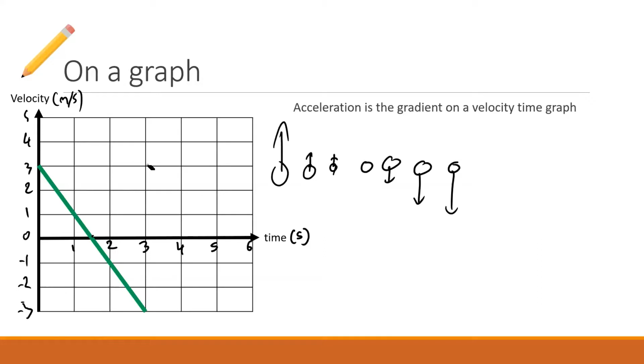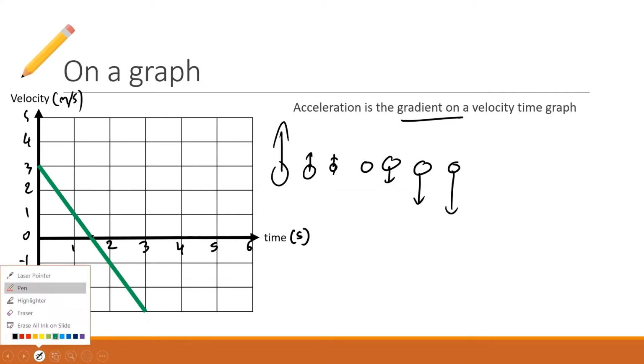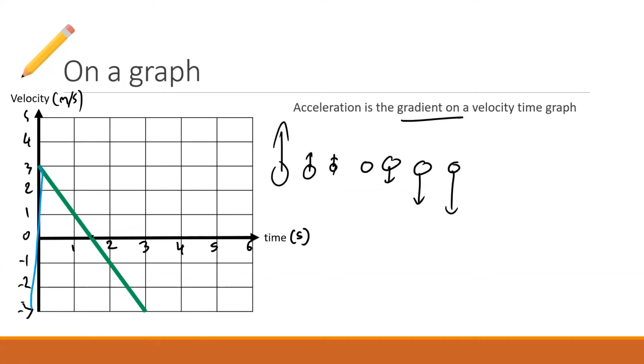Well, the acceleration is the gradient. And the reason it's the gradient is because, how do I work out the gradient? Well, let's do this for this one here. We've got a rise, we've got a run. The rise in this question is 1, 2, 3, 4, 5, 6. The rise is -6. What's the run?